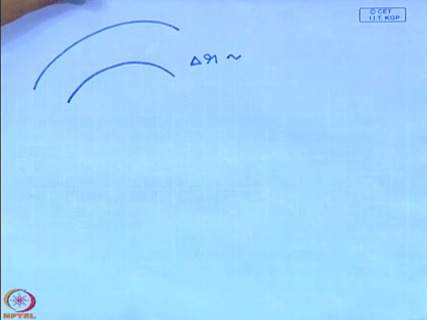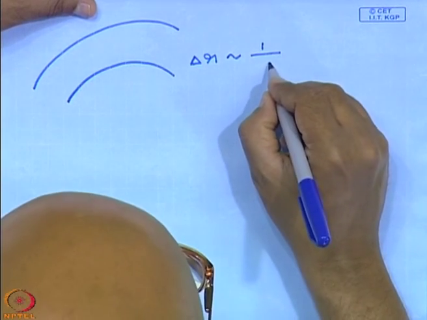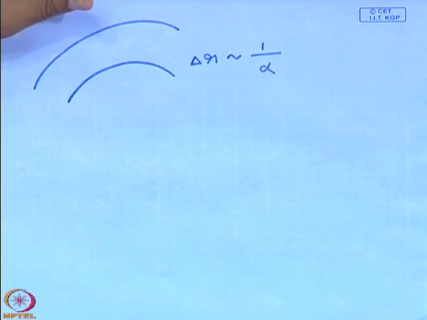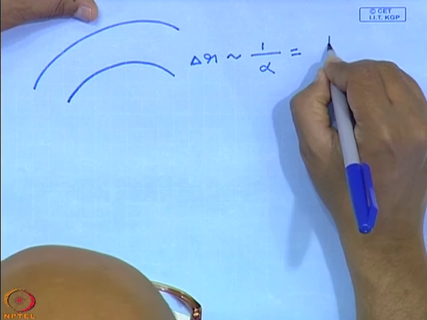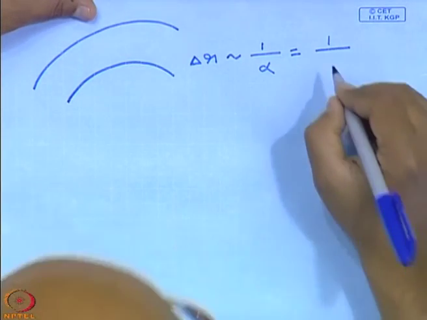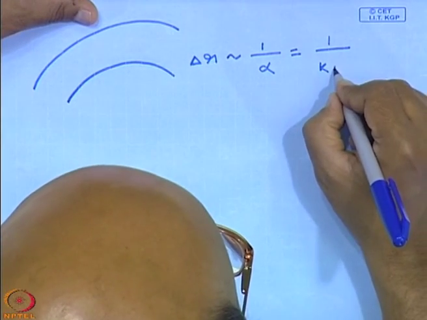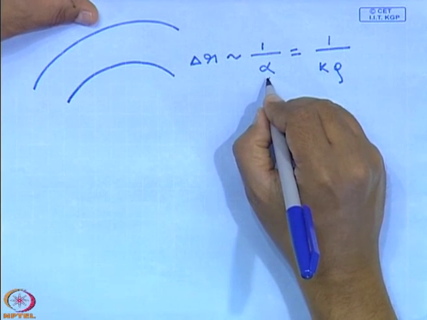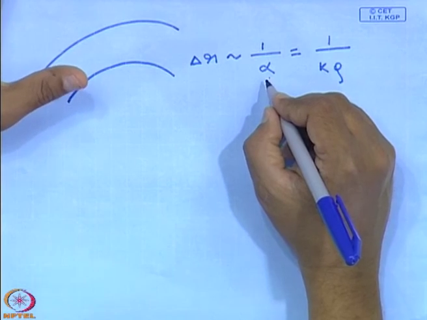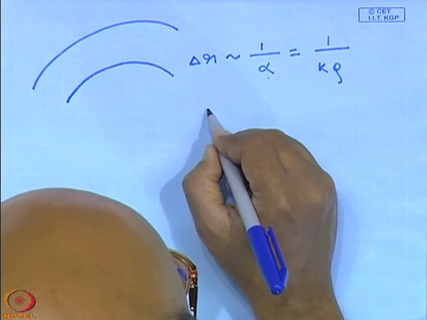We know the mean free path in any medium. The mean free path we know is 1 by the absorption coefficient alpha, or we can write it as 1 by the absorptivity or opacity kappa into the density rho. So, alpha is the absorption coefficient per unit volume. That is how we had introduced it, and kappa is per unit mass. So, kappa is also called the opacity.